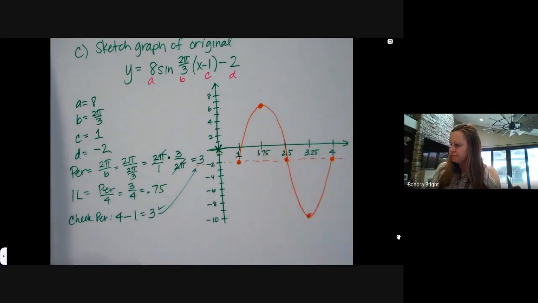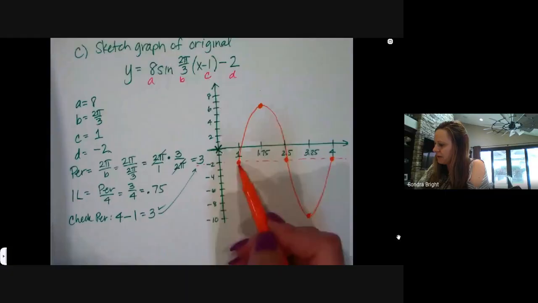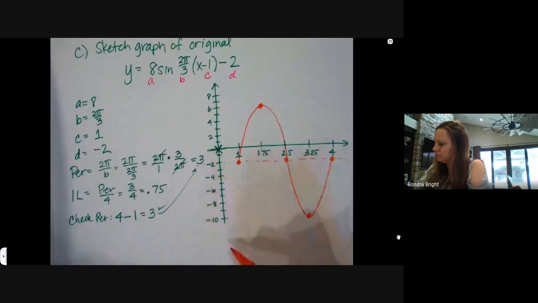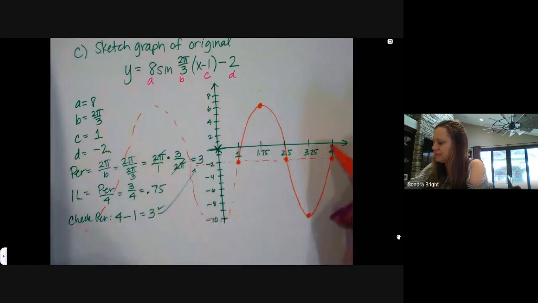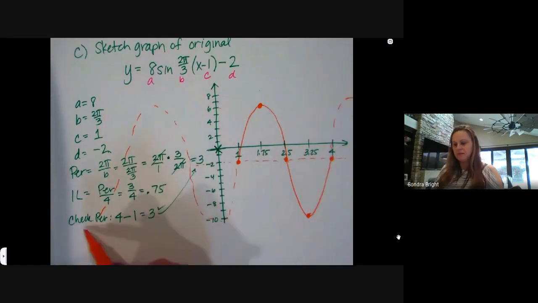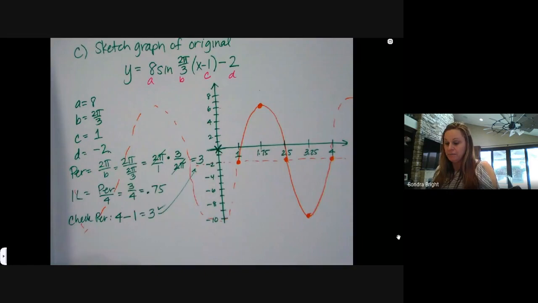And so this means that this thing would keep on going, technically, in both directions, but that's your 1 period of this graph.